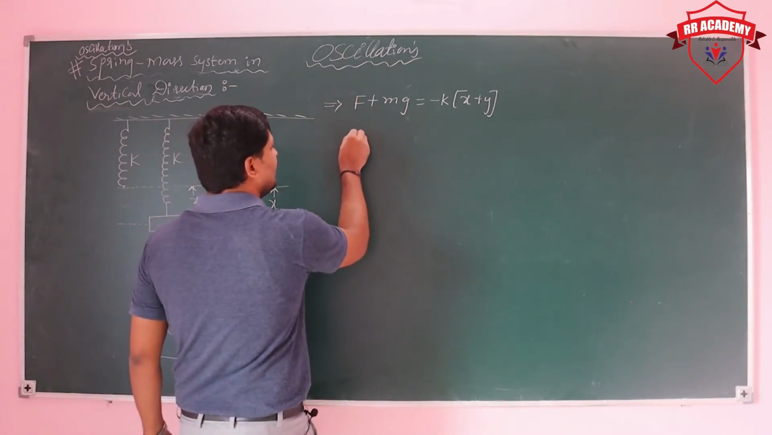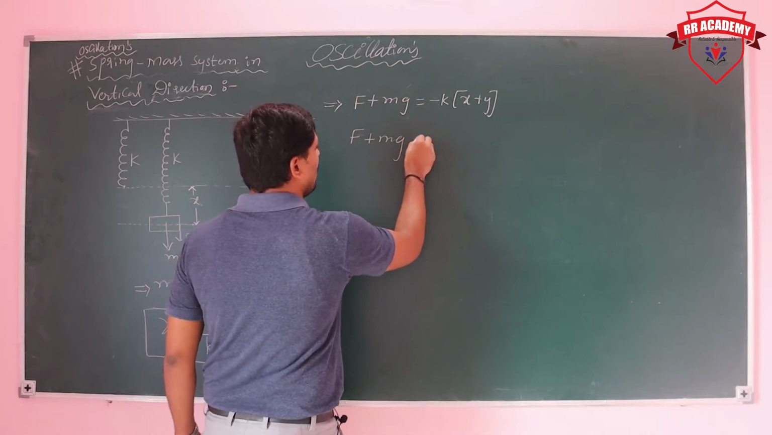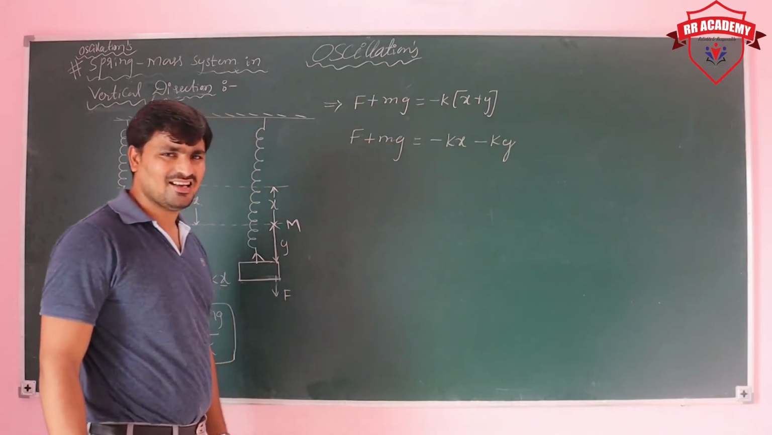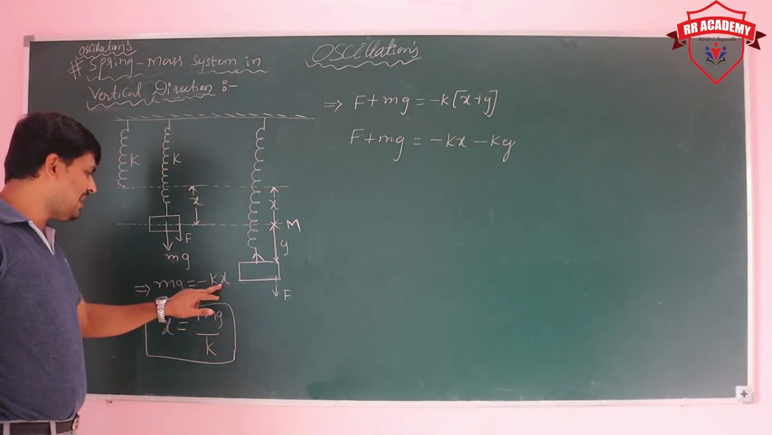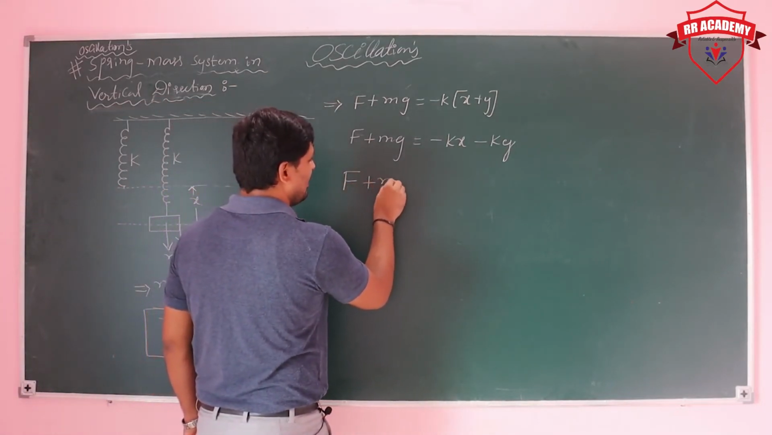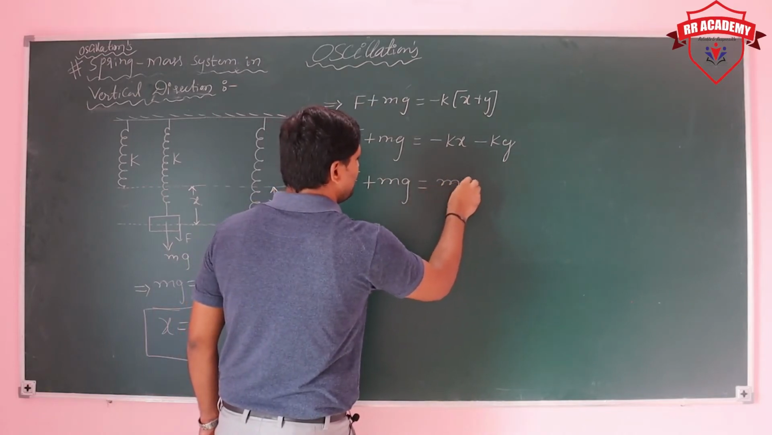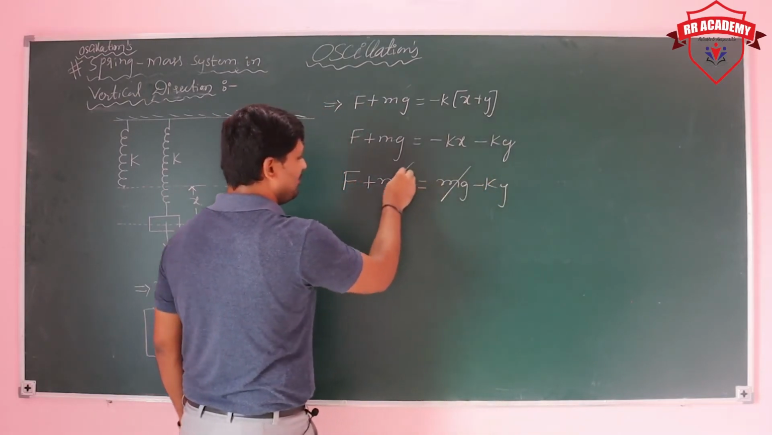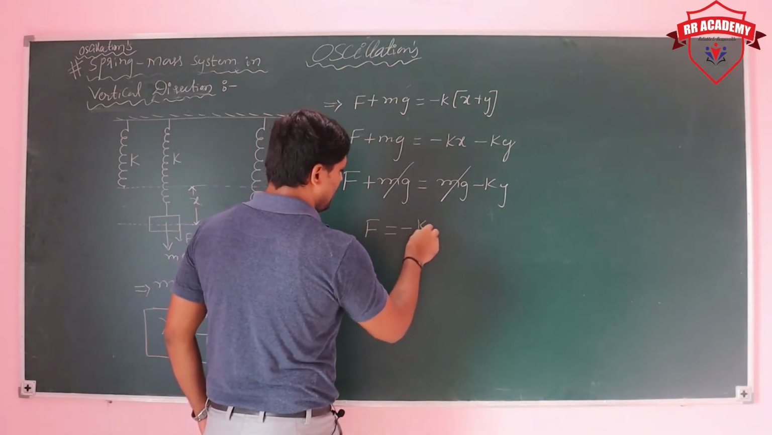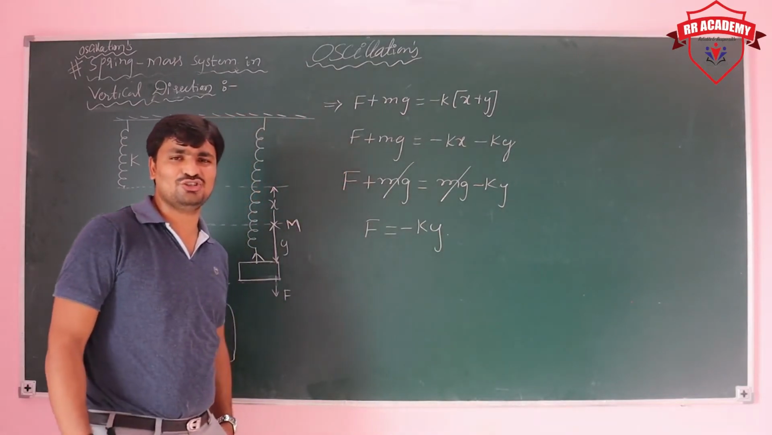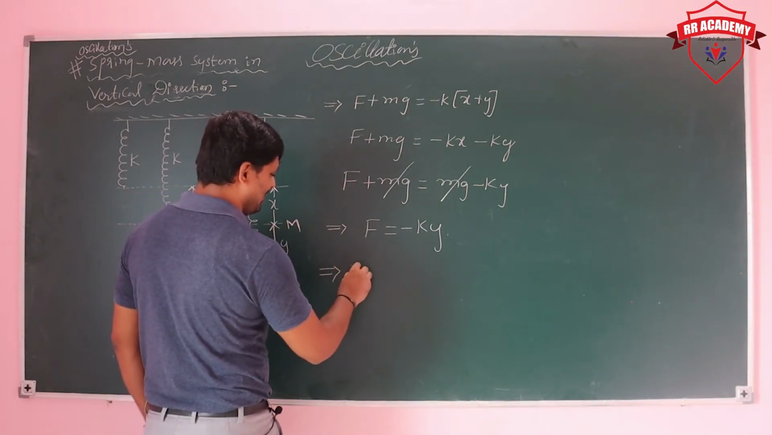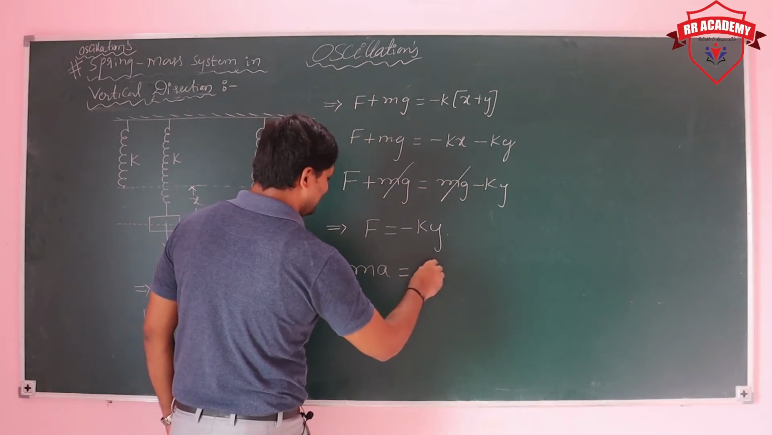And now see here, F plus mg is equal to minus kx minus ky. What is the value of minus kx? It is equal to mg. So F plus mg is equal to mg minus ky. The mg cancels, so finally F is equal to minus k into y. And what can you write? F is equal to ma, which is minus k into y.